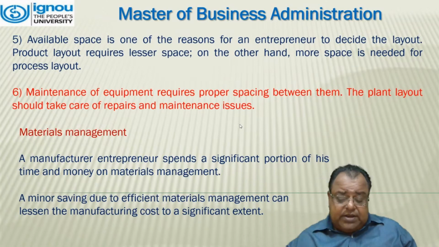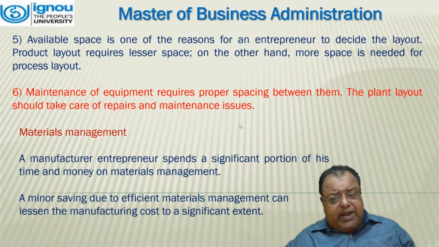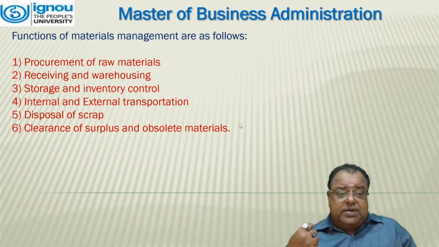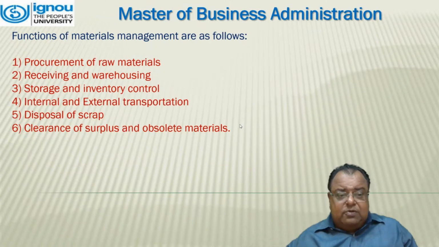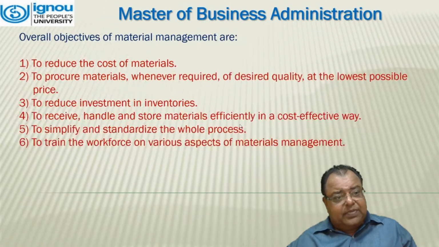Then comes your materials management. A manufacturing enterprise spends a significant portion of its time and money on materials management. A minor saving due to efficient materials management can lessen the working cost to a significant extent. What are the functions of materials management? That is procurement of raw material, receiving and warehousing, storage and inventory control, internal and external transportation, disposal of scrap, and clearance of surplus and obsolete materials.